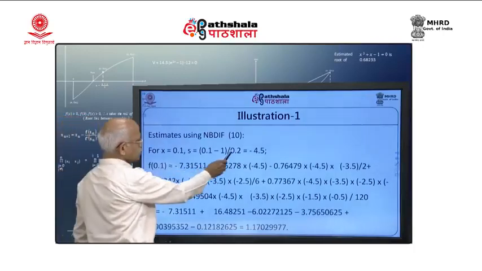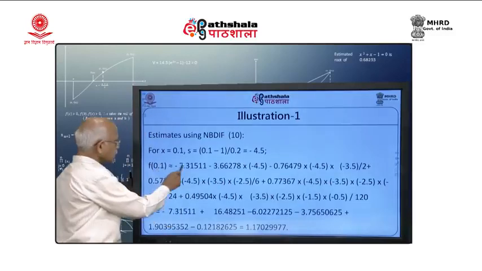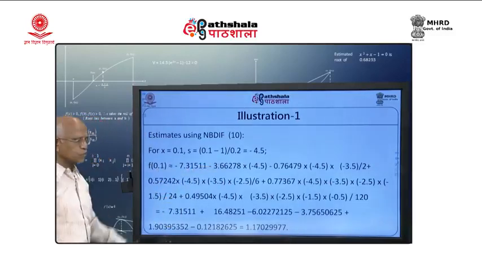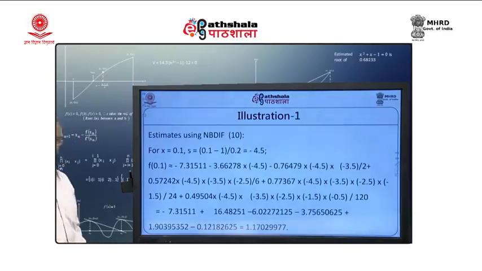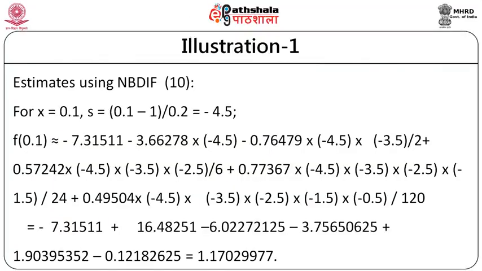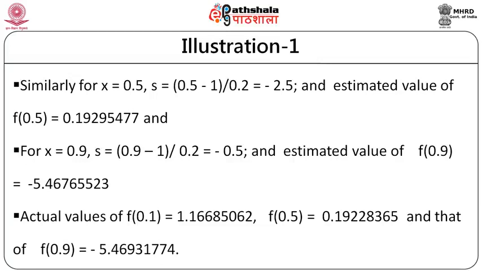So, 0.1 minus 1 divided by 0.2 gives minus 4.5, and again you substitute in the concise form of the backward difference interpolation formula. It is already done in this PPT here, and you can get the value as 1.17029977. Similarly, we can compute the other two values, and the actual value of f(0.1) we have calculated like this, and f(0.5) and f(0.9) are given by this. This is just by substitution for x equal to 0.1, x equal to 0.5 and x equal to 0.9 in the function expression.